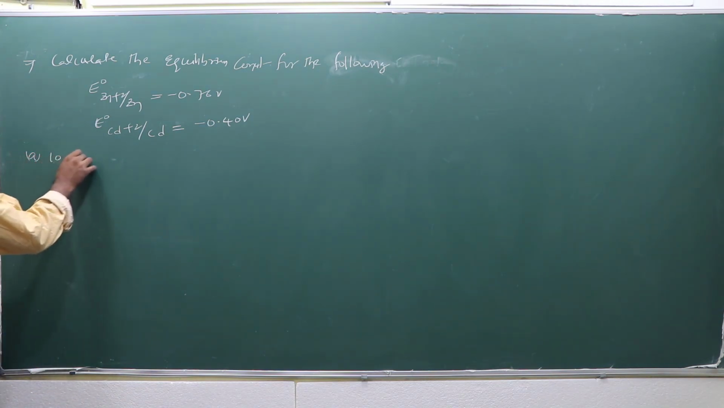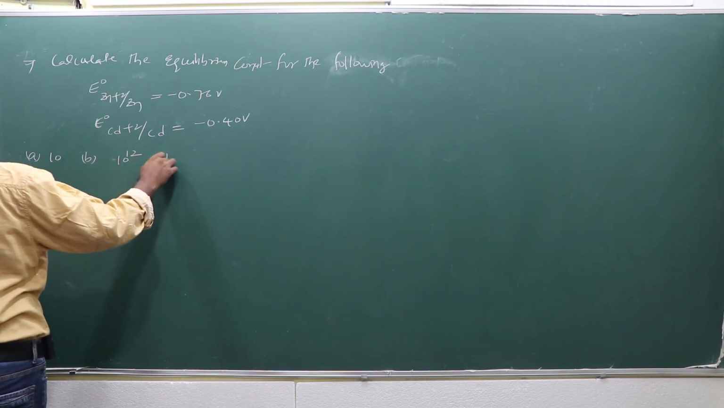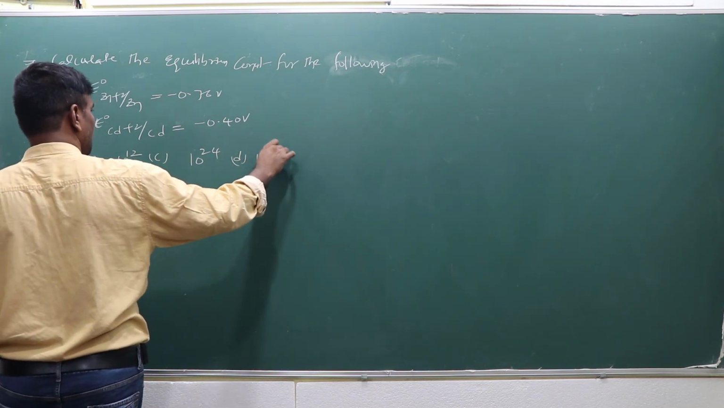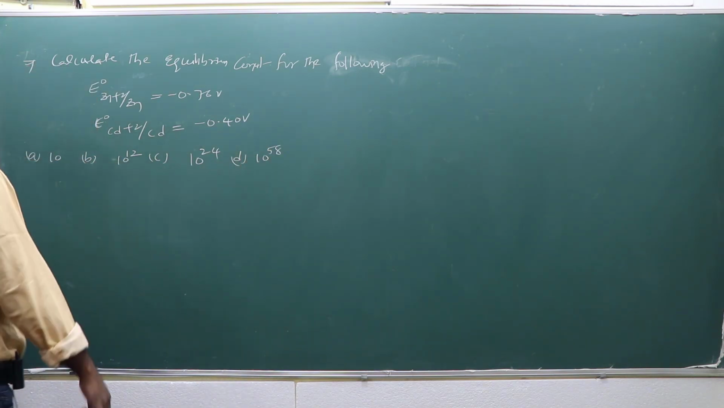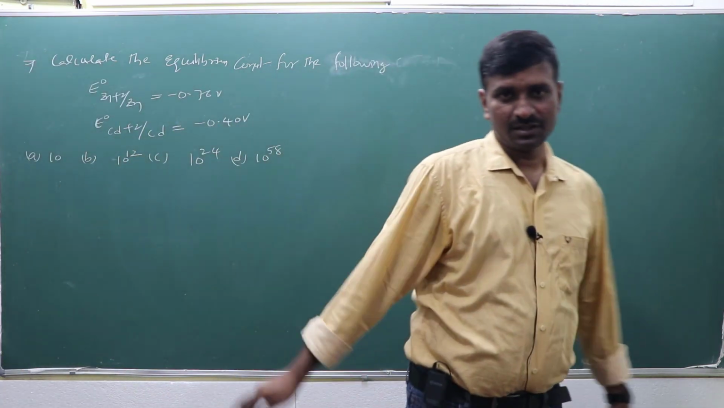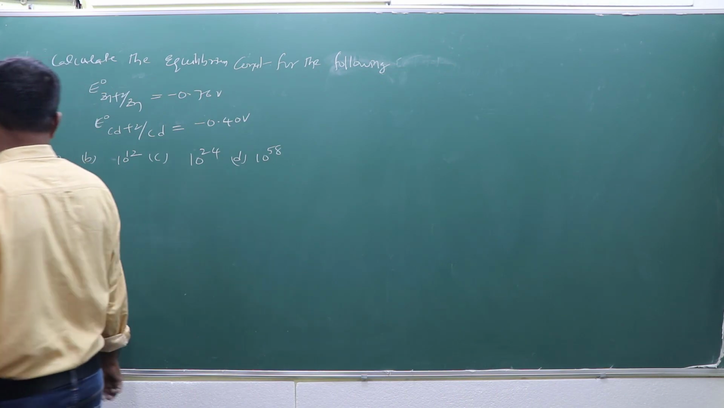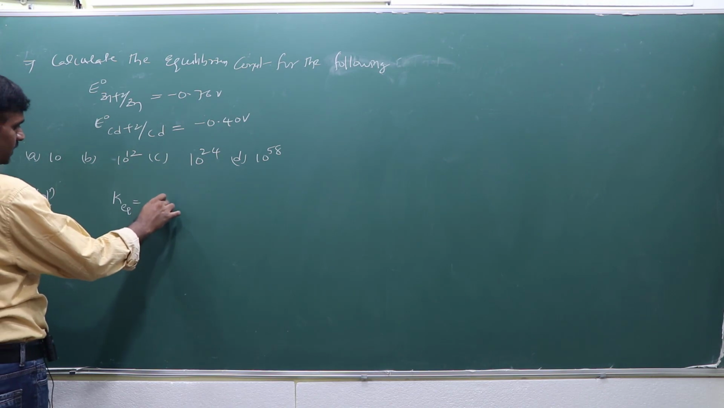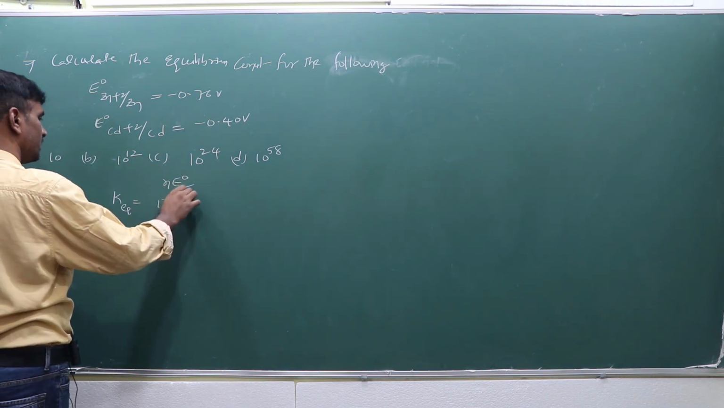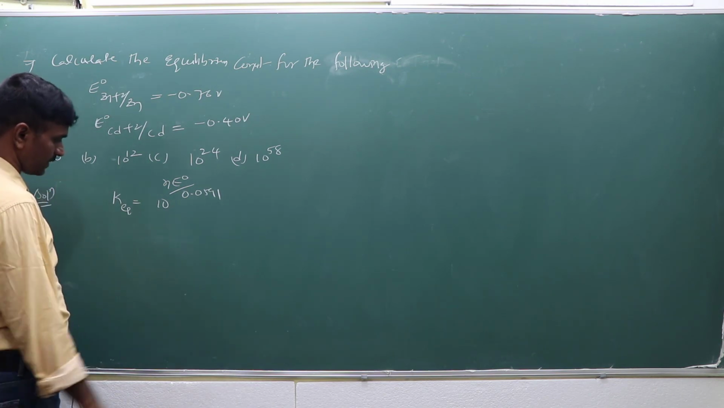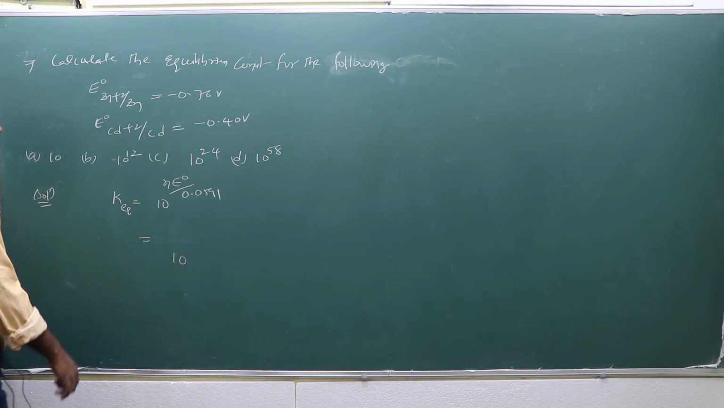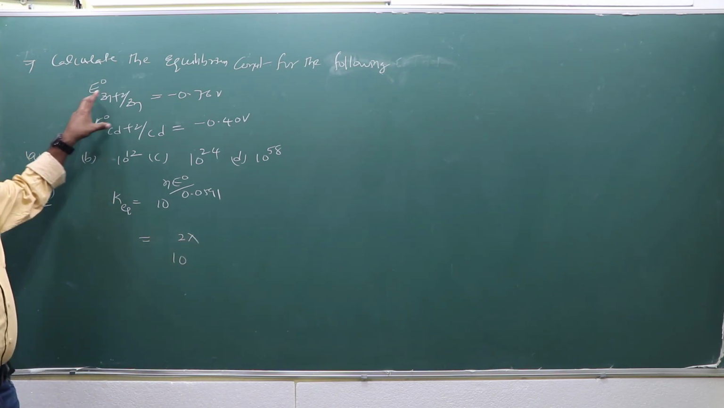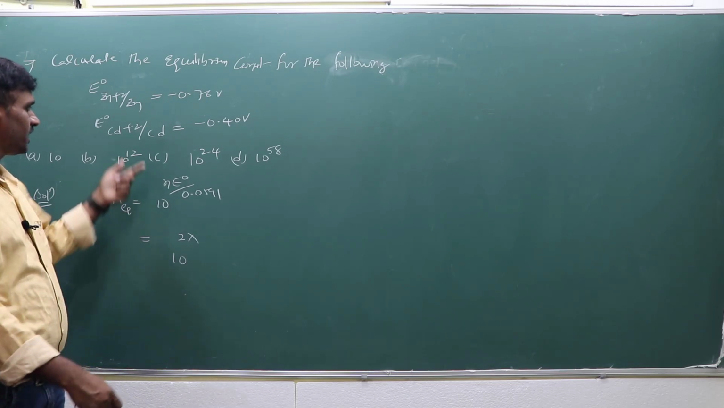Option A is 10, option B is 10 to the power of 2, 10 to the power of 24, 10 to the power of 58. Which one it may be there? Approximate values, all this it may be. You know that K equilibrium is equal to what? 10 to the power of nE naught by 0.0591. n value, you know that 2. E naught is which one? Highest reduction potential minus lowest reduction potential, or E cathode minus E anode.